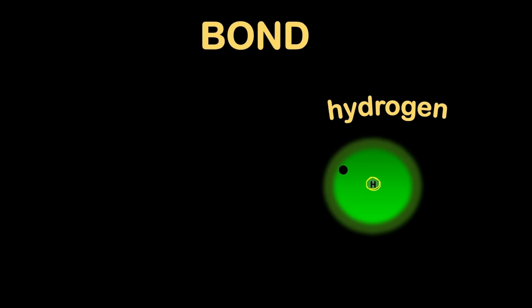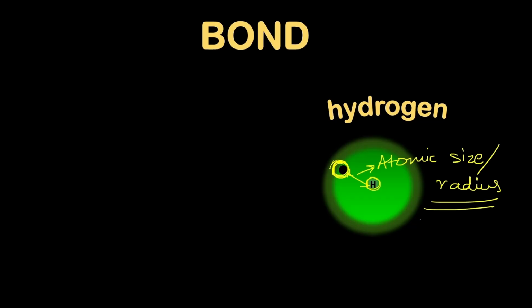So, first of all, let us understand what is a bond. Well, in the case of this hydrogen atom over here, we have a centrally located positively charged mass, that's the nucleus, and the outermost orbital space, or otherwise this electron which is located in the orbital space. The distance between the center of the nucleus and the outermost orbital is termed as the atomic size or the atomic radius, depending upon which we could be able to discuss the different bond parameters which we have mentioned some seconds ago.